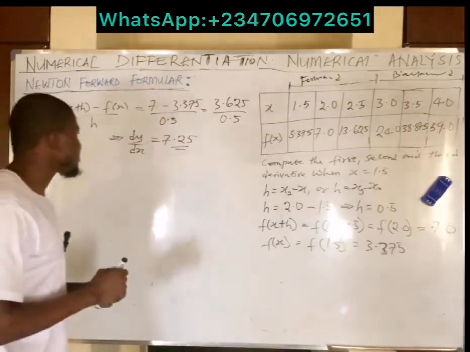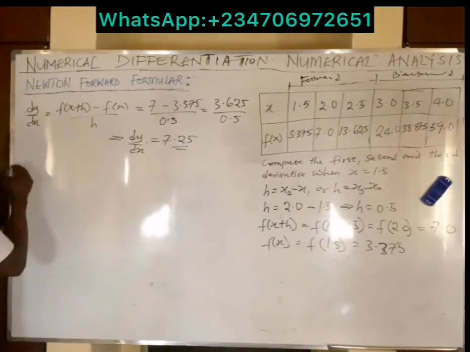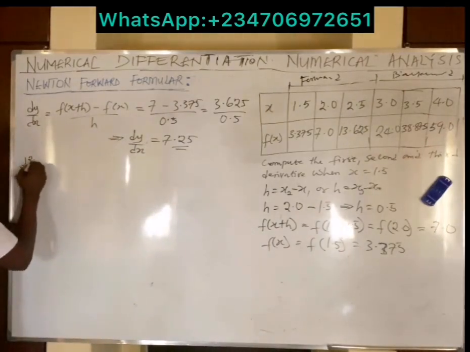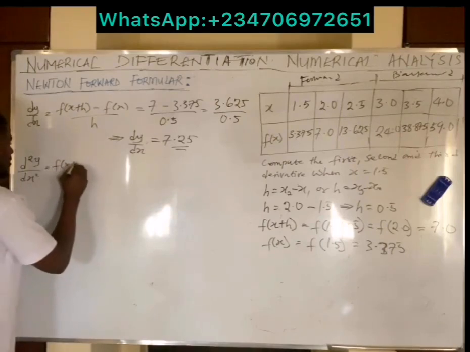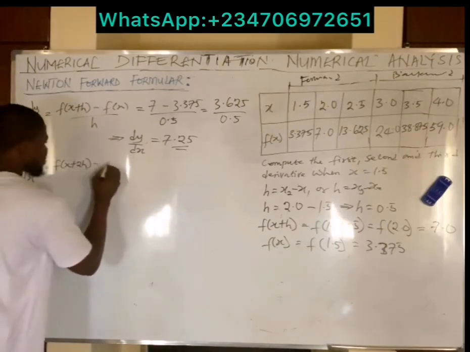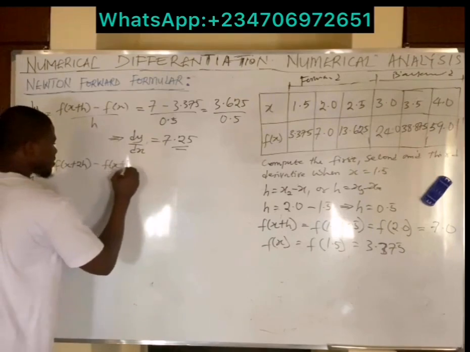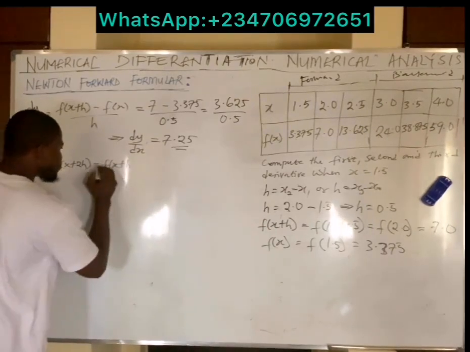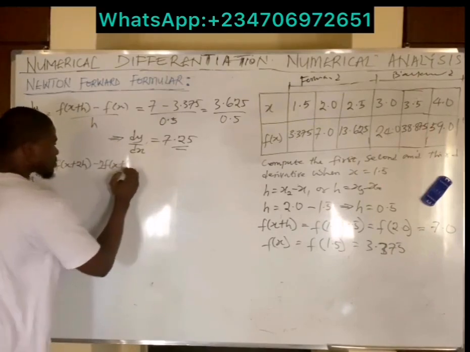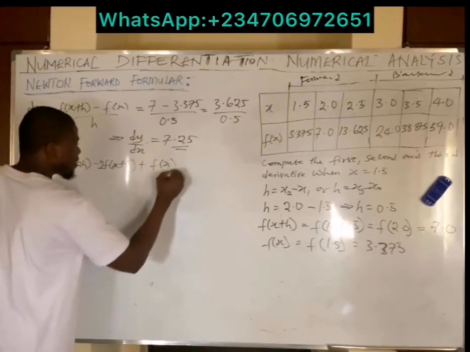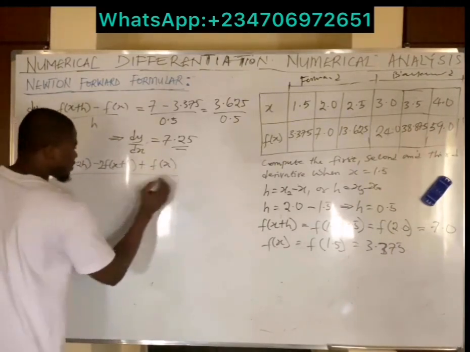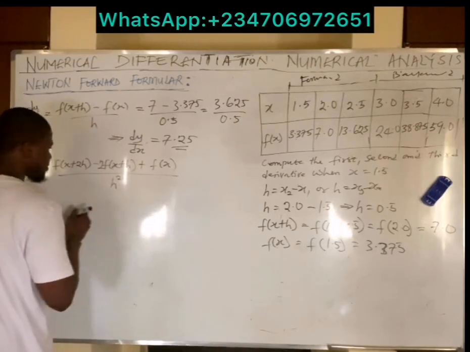Now the next is to find the second derivative. For the second derivative, in the first video I gave out this formula, d squared y over dx squared is going to be equal to, so we said f of x plus 2h minus 2f of x plus h plus f of x all over h squared.